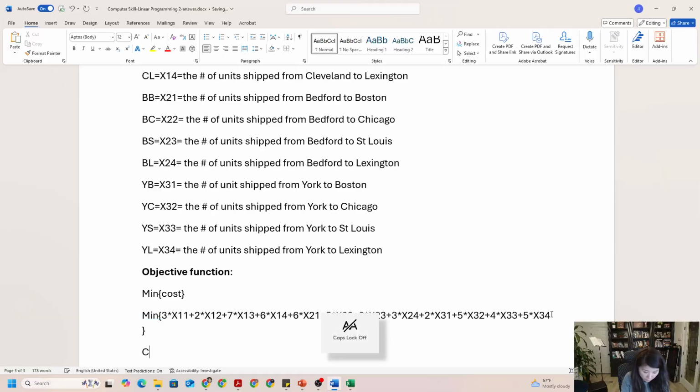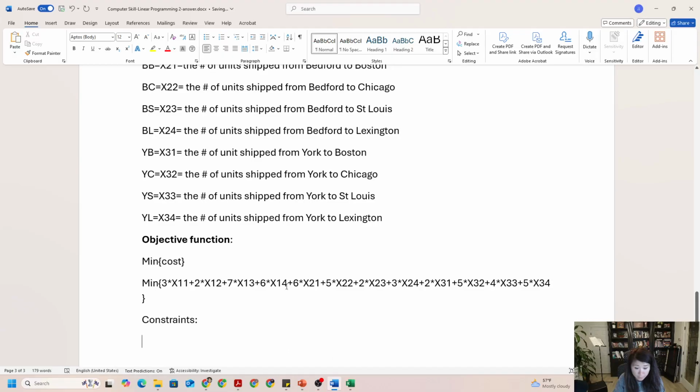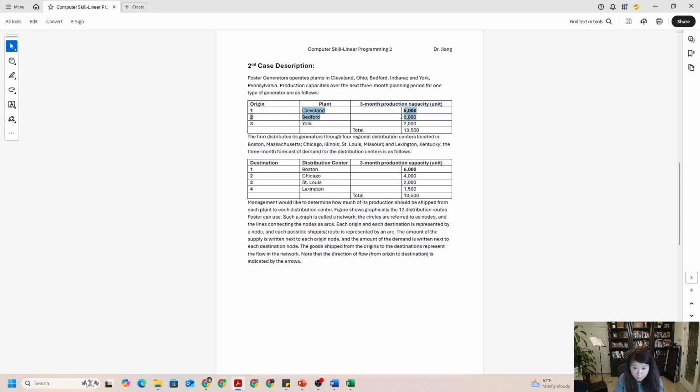Okay, my constraints. For the constraints we have to go back to the original table here, right? So this is how much they can produce, this is how much they need, so those have to meet the constraint. Basically, everything coming out of Cleveland added together has to be smaller than or equal to 5,000, and then everything getting to Boston has to be equal to 6,000, right? And 4,000, 2,000, and then 1,500, and so on.